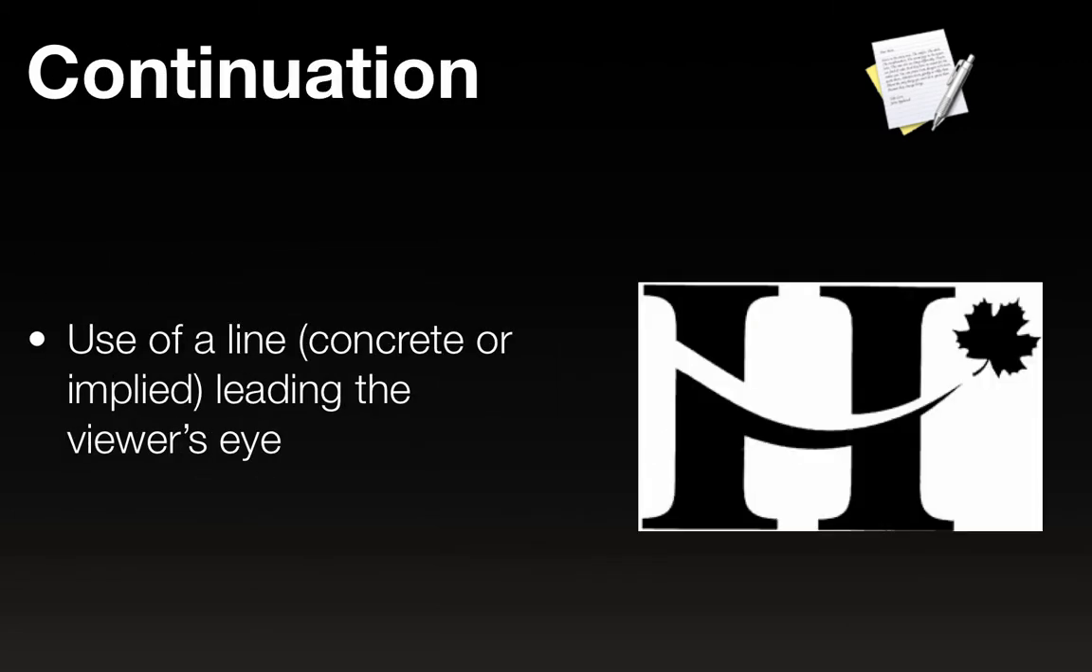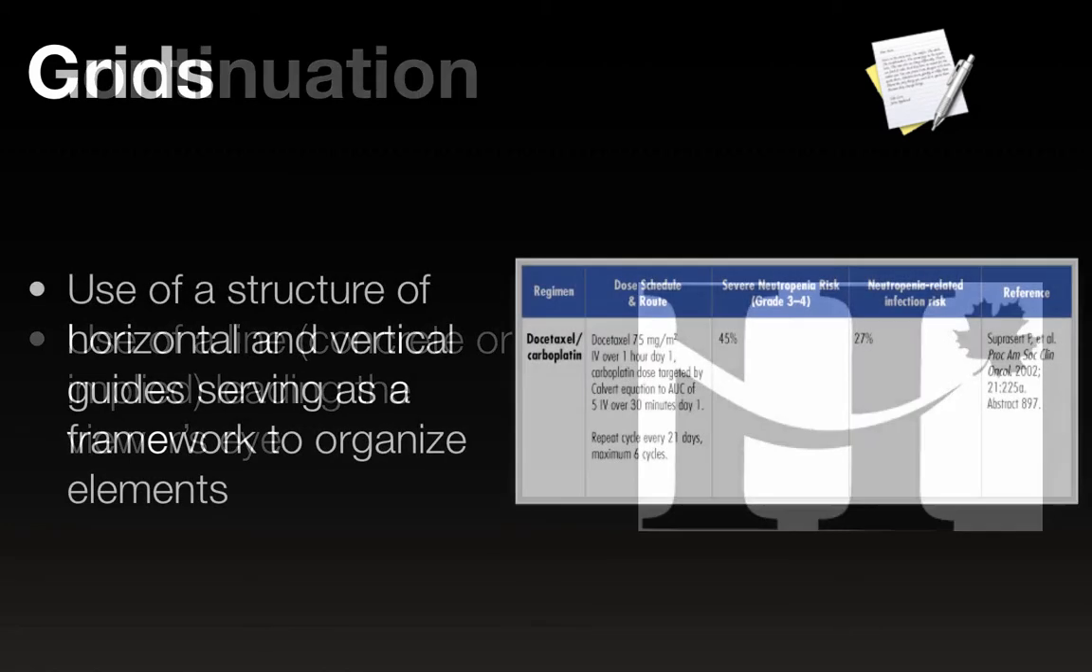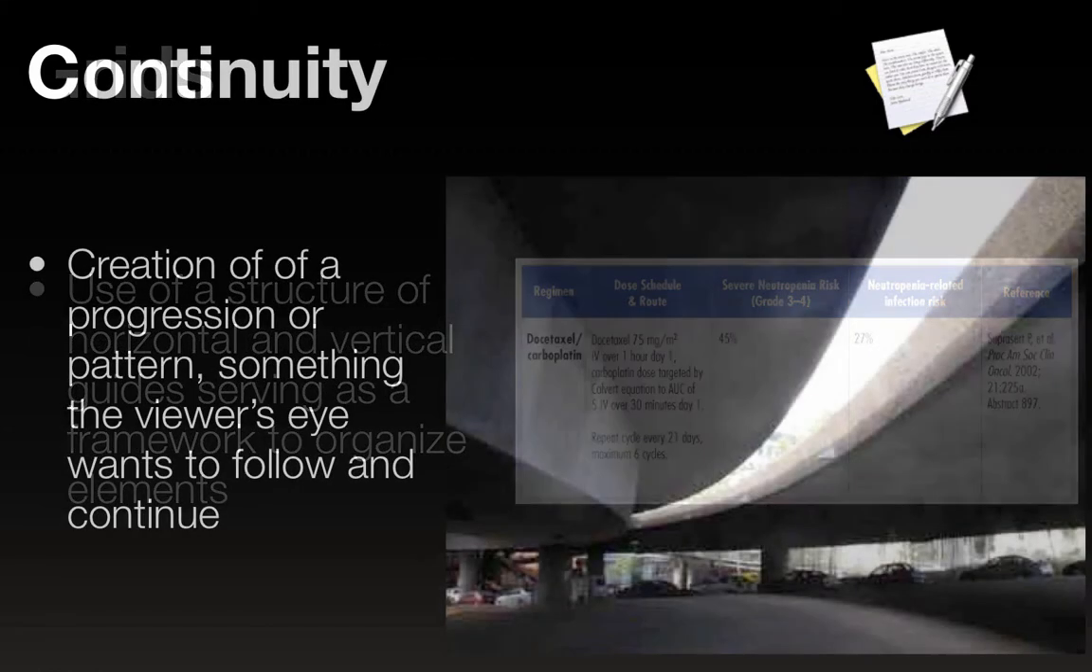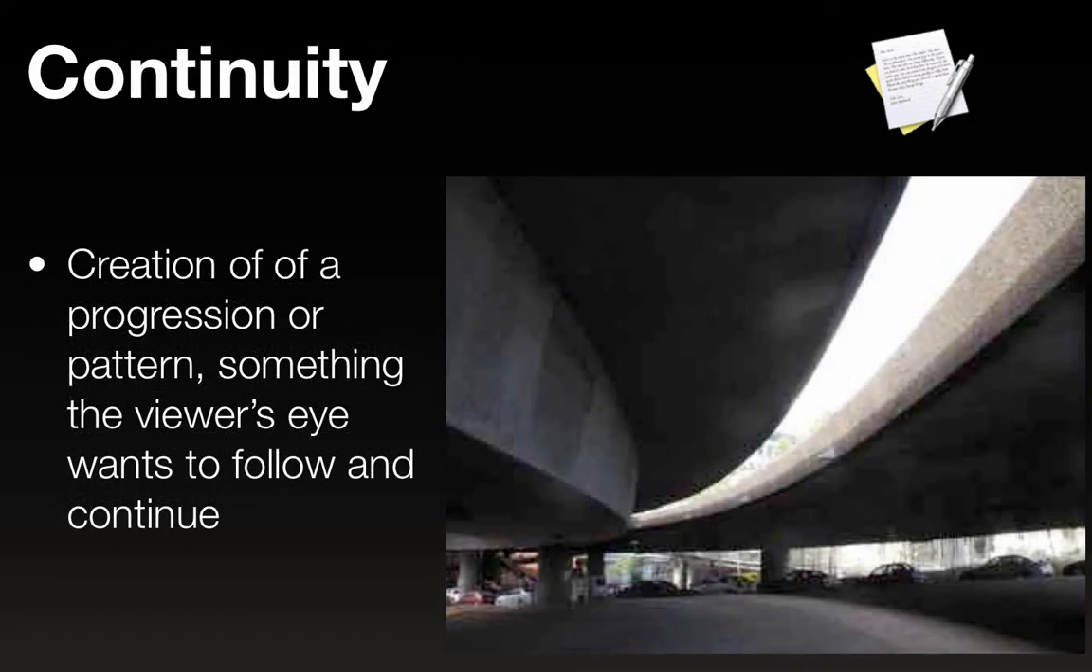Continuation is very, very easy to do with a character who is either pointing or looking at something, and your eye is going to follow that line. Continuity is a progression, it's a pattern, and your mind tries to fill in the rest, and it tries to go beyond the edge of that pattern where it ends.